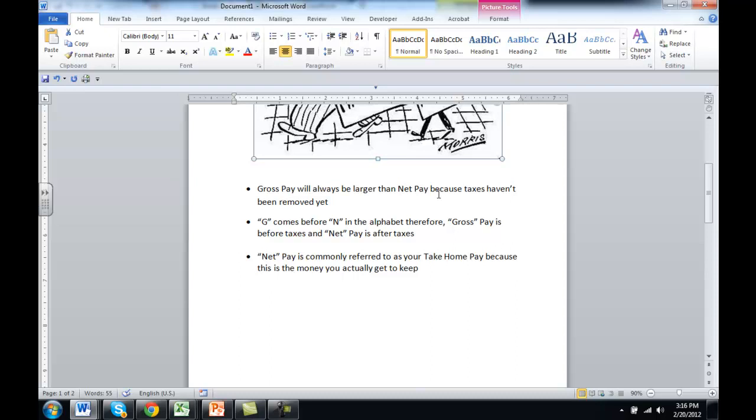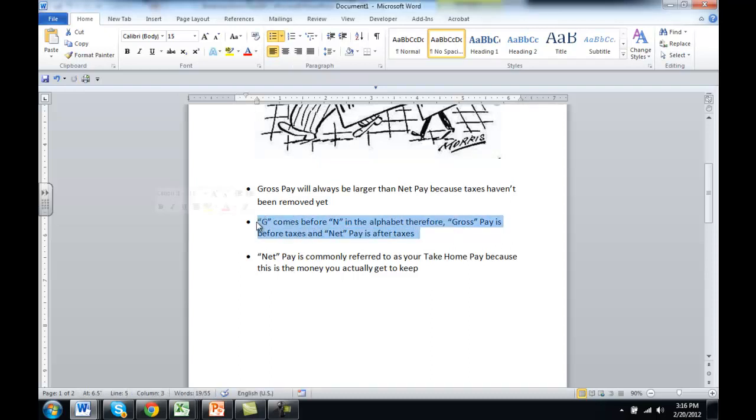A little trick to help you remember the difference between gross and net pay. G comes before N in the alphabet. Therefore, gross, which starts with a G, is before taxes, and net, which starts with an N, is the money you get to keep after taxes. A lot of times you'll hear people talk about their take-home pay. When they refer to their take-home pay, they're telling people how much they make after taxes are taken out. So that's also known as net pay, take-home pay, what you actually get to keep after the government takes out their taxes.